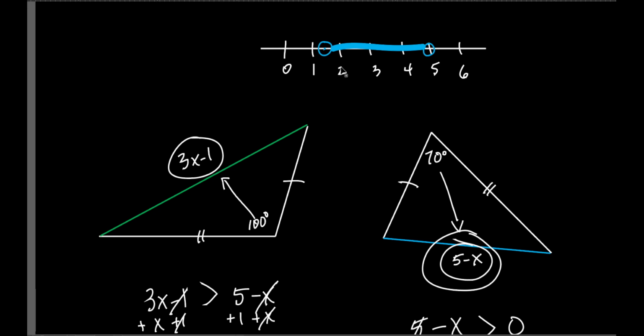All right, I heard 2 first. So 2 is between 1.5 and 5. 4 is as well, all right? But let's pick 2. Let's put it in here.